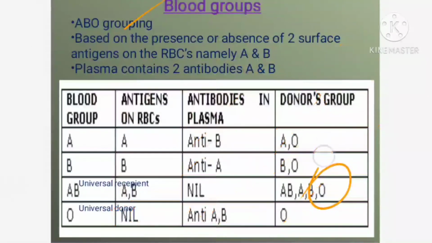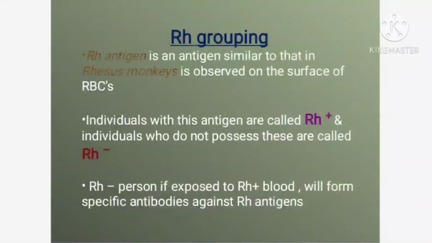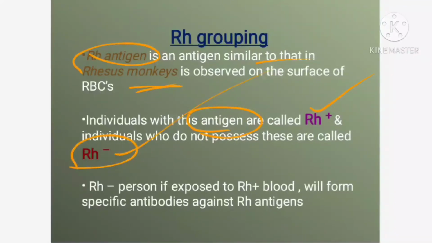Is that clear? Other than this, there is another factor I told you, the RH factor. This RH is an antigen, a protein which was discovered where? In the rhesus monkey, on the surface of that monkey it was observed. Those who have this protein are RH positive, and those who do not have this protein are RH negative. Now listen carefully, if blood from an RH positive person is given to an RH negative person, what happens? There will be a mismatch, compatibility will not be there, and the person can die.